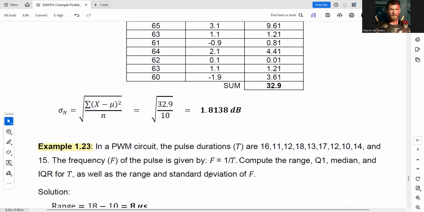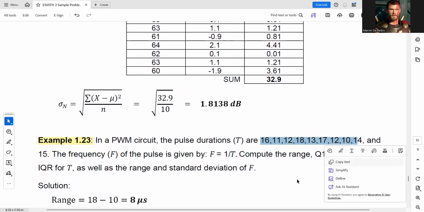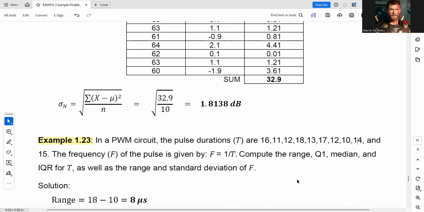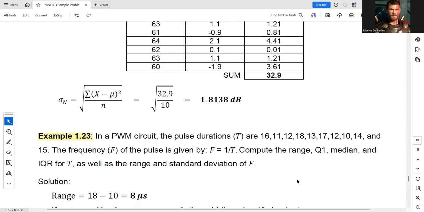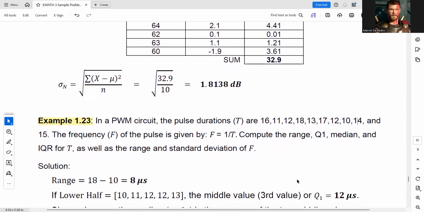So just in case you wonder why microseconds, this has not been mentioned, but these pulse durations are actually in microseconds. It was not just mentioned, right? So that's another flaw that we must correct in the next version of this, right? And next, we're looking for the Q1.